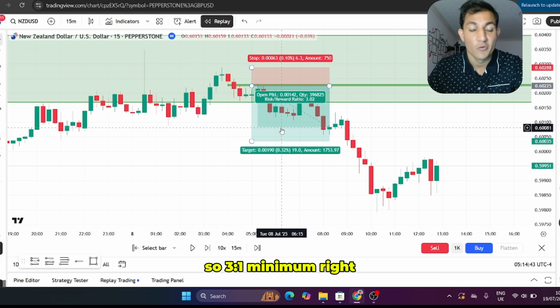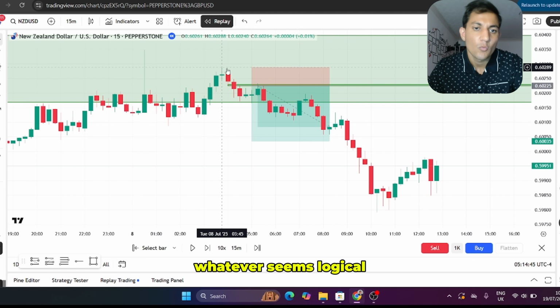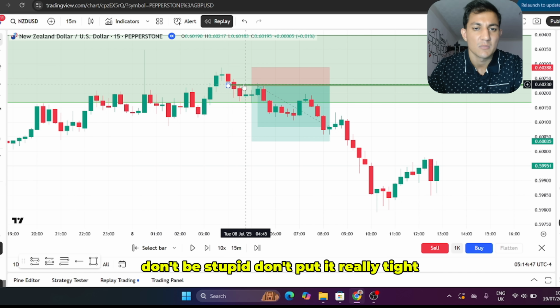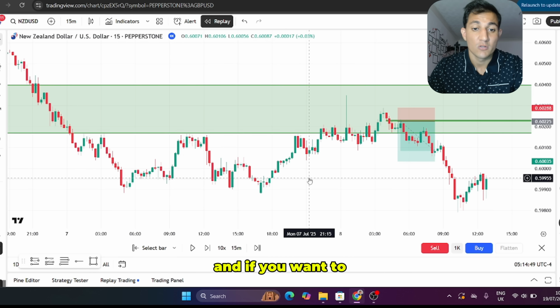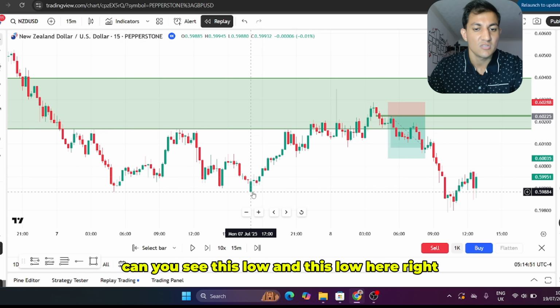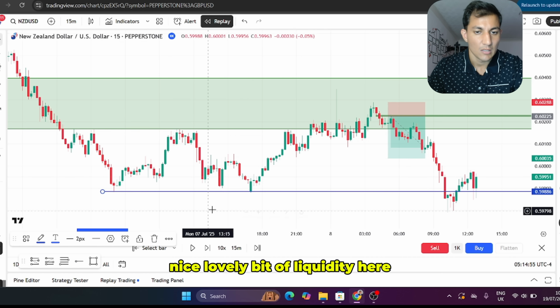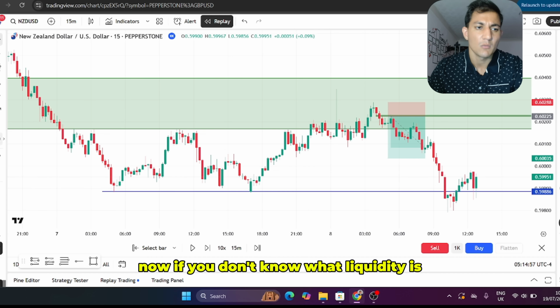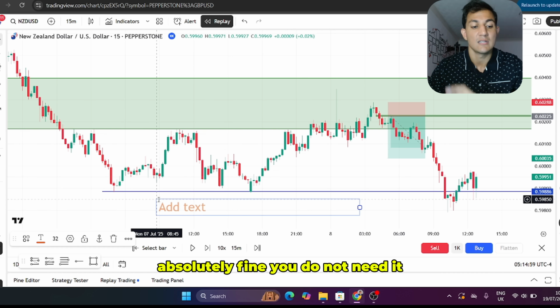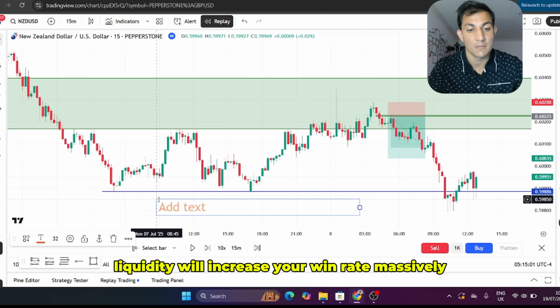So 3 to 1 minimum. Stop wherever seems logical. Don't be stupid, don't put it really tight. And if you want to, and this is why I love the 15-minute chart, can you see this low and this low here? Nice, lovely bit of liquidity here. Now, if you don't know what liquidity is, absolutely fine, you do not need it, although liquidity will increase your win rate massively.